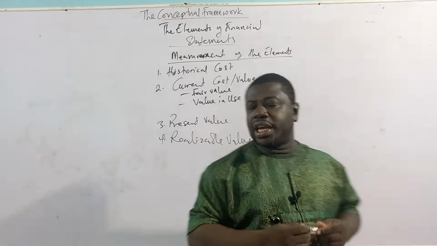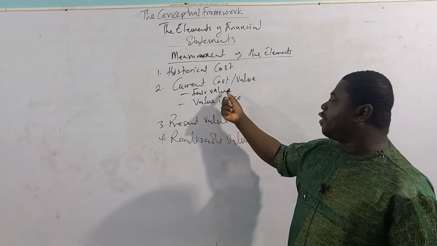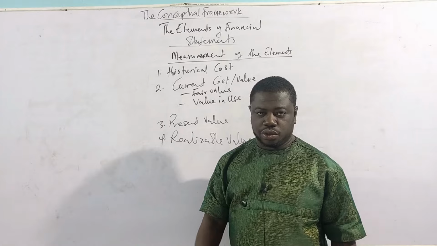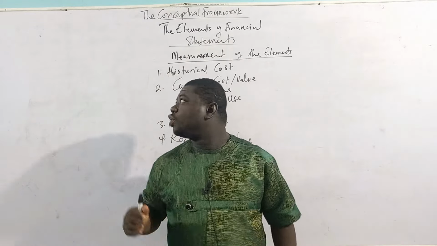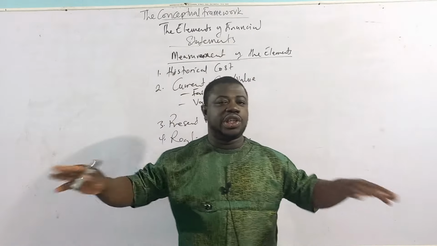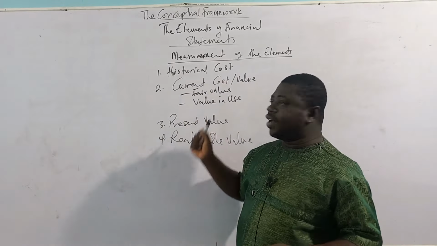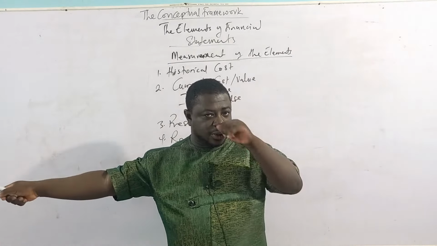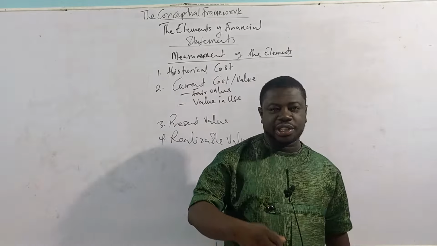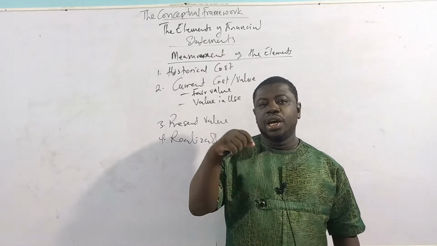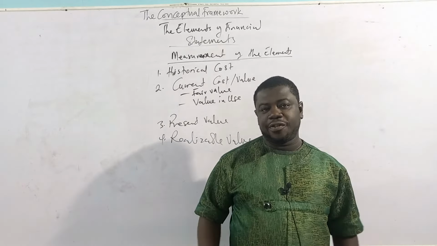So when it comes to the current cost, we consider the fair value of the asset or the value in use of the asset. All right. So historical cost, how much you bought it for should be there, regardless of the changes on the market. But current cost, even though I bought it for so little, now the value is so much. So I have to update the records in my books with the new current value of the asset.